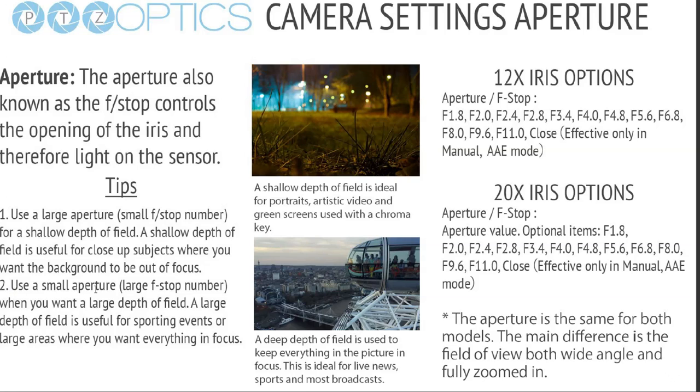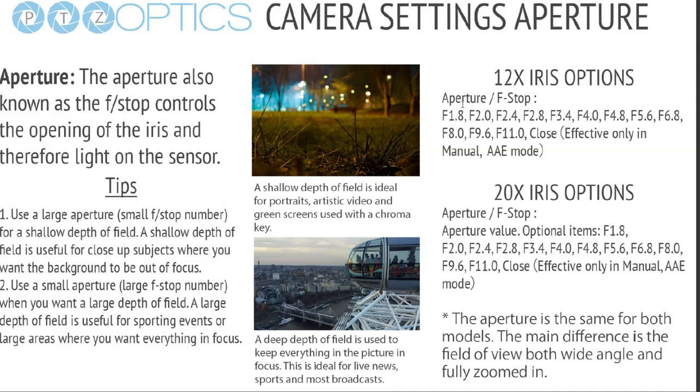And then a small aperture, which is a large f-stop, allows you to have a larger depth of field. So it's great for sporting events or large areas where you want everything in focus. Now, just when we're talking about aperture, normally aperture and shutter speed are kind of hand in hand. So to get that shallow depth of field, normally you have to adjust the shutter speed to let more light in so you can still get that ideal exposure. So to get these tips and tricks right, you're going to need to balance aperture and shutter speed together.